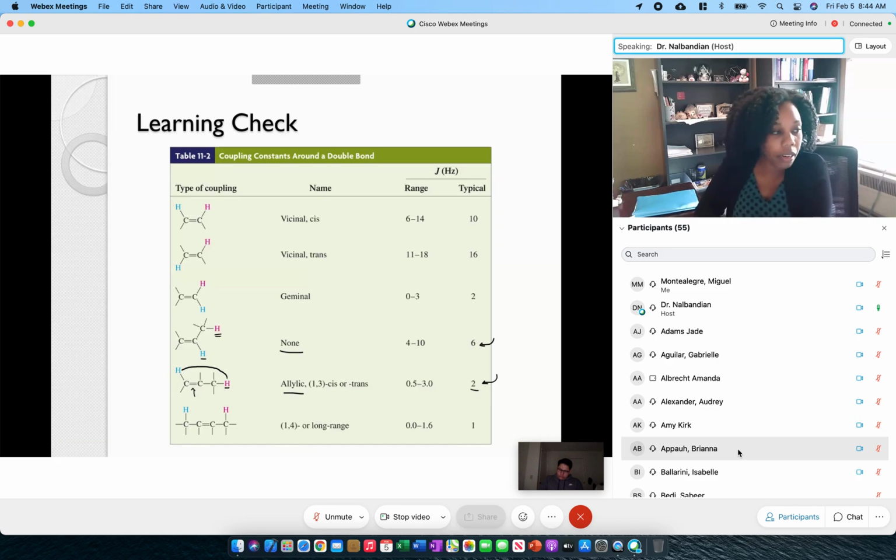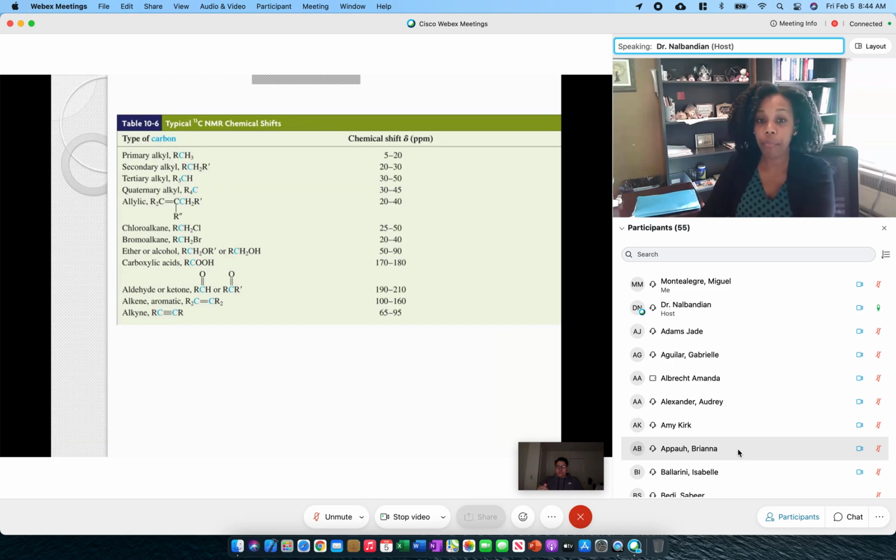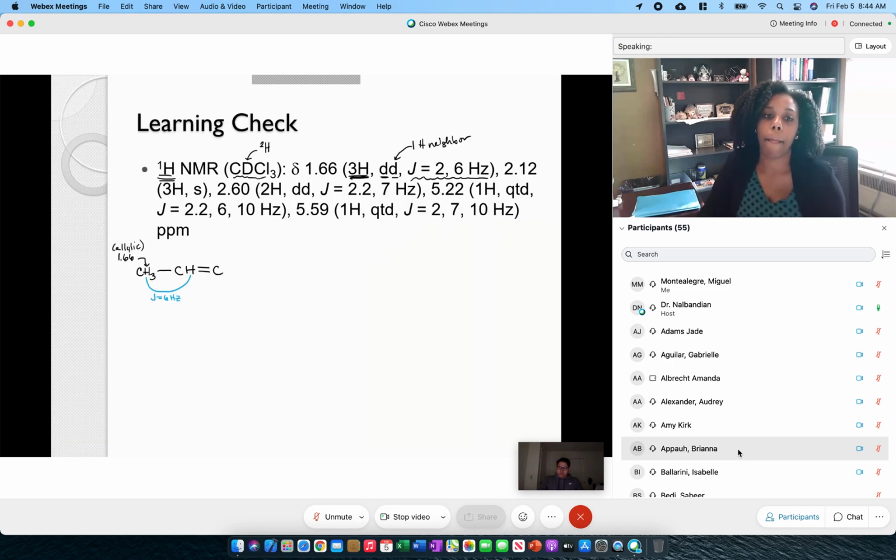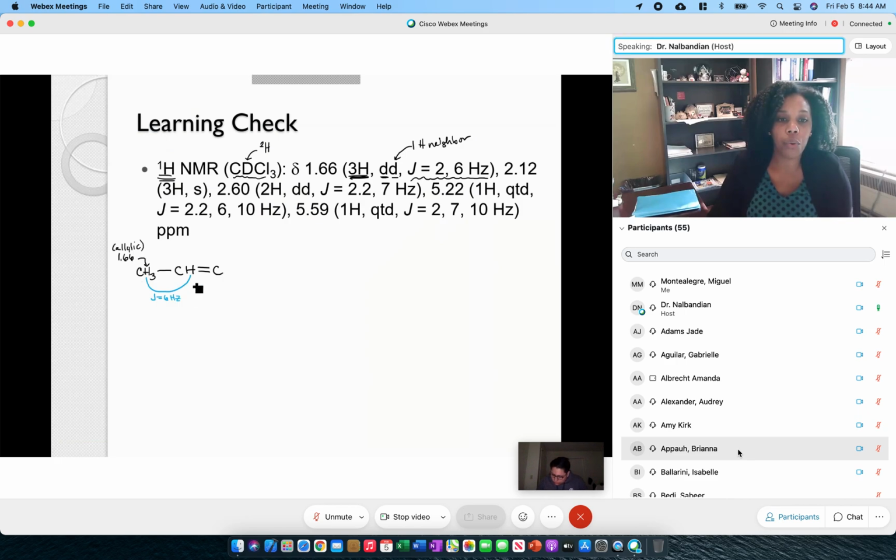So they're showing just one, so it could be 1, 2, or 3 hydrogens that are pink here, but in this case there are 3 pink hydrogens coupled to a hydrogen that is 3 carbons away. So 1, 2, 3 carbons away, that means there has to be a hydrogen here, at least 1 hydrogen. So looking at this, it's a doublet of doublets, meaning that there is 1 hydrogen neighbor.